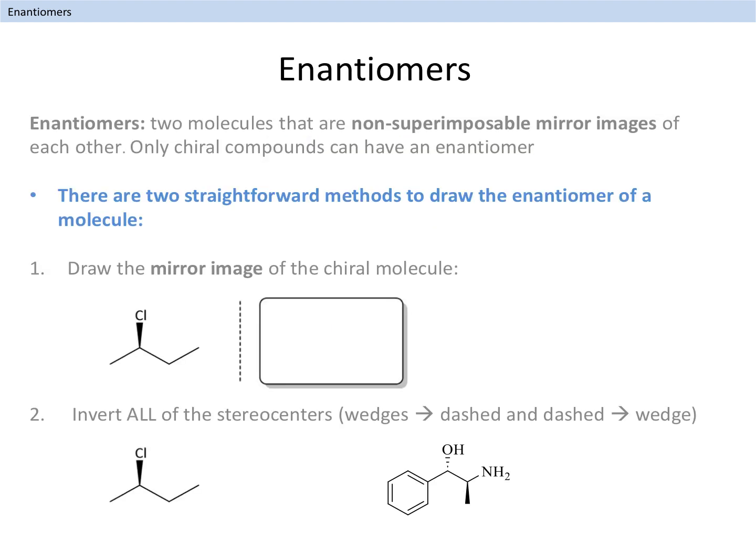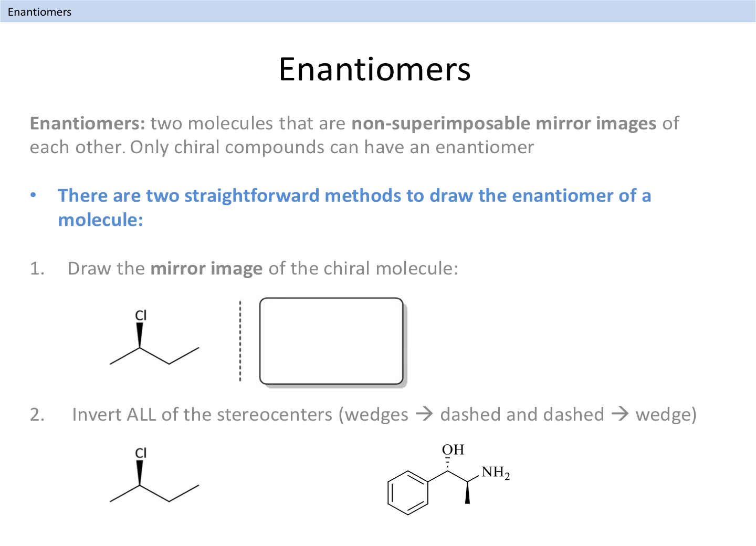The first class of stereoisomers we need to examine in more detail are enantiomers. As we mentioned earlier, enantiomers are 2 molecules that are non-superimposable mirror images of each other. This means that, just like your left and right hands, enantiomers cannot be perfectly aligned on top of each other. Only chiral compounds, which have chiral centers, can have enantiomers. Achiral compounds do not have enantiomers because they possess a plane of symmetry.